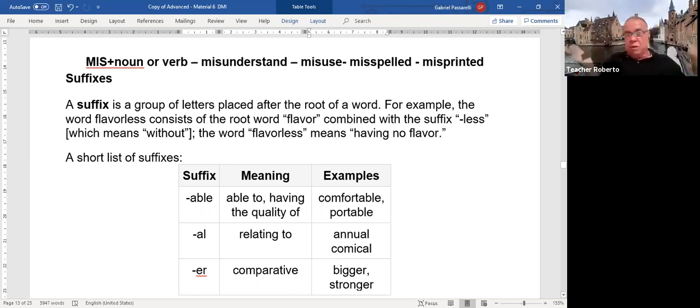Something that you can drink, like in Portuguese, is potable. Okay? Is this water potable? Yes, it is potable. That means it's possible to be drunk.